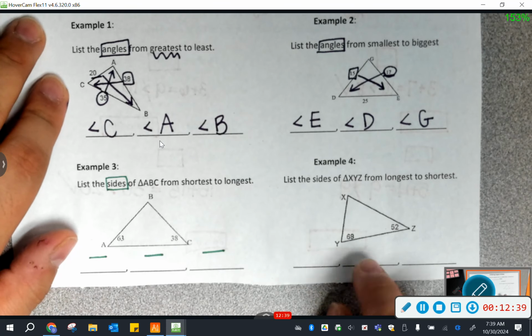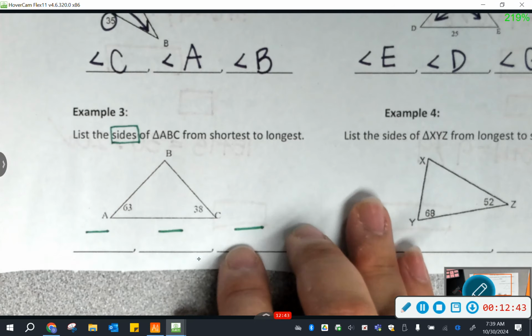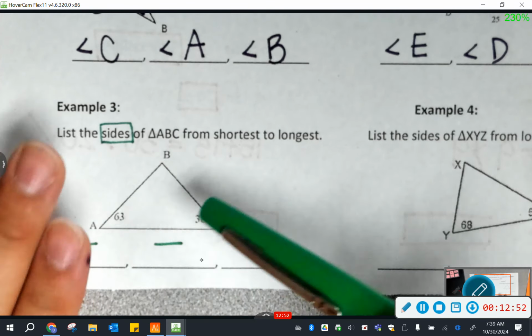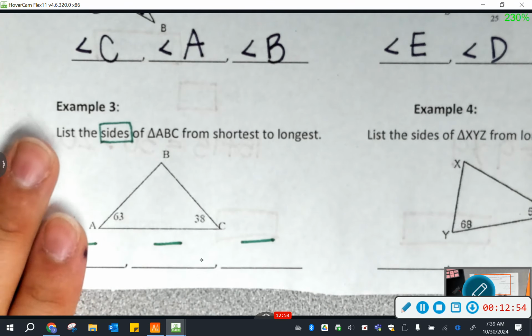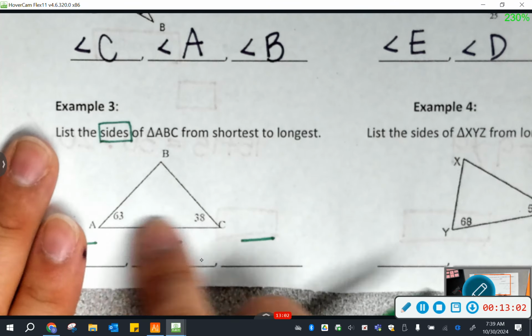All right. We've got to do a little bit of extra work here on this one. How do I know all 3 angles? Y'all look up here. How do I know all 3 angles? But I don't know all 3. I only have 2. I've got to add them together.